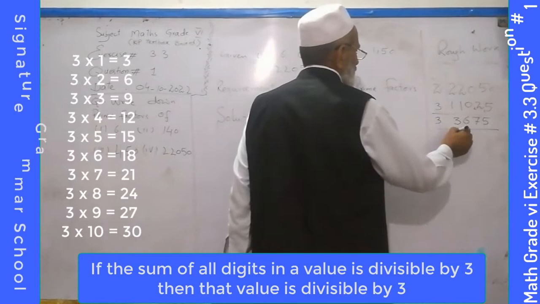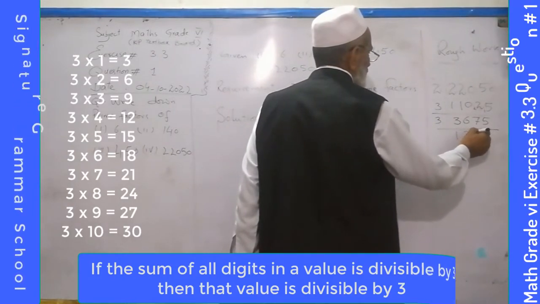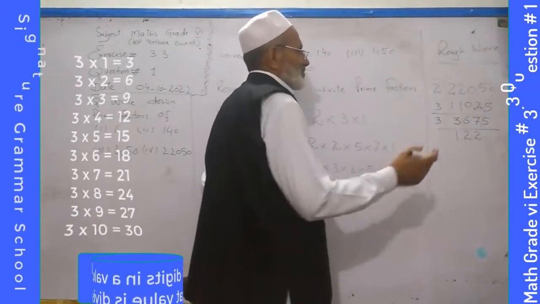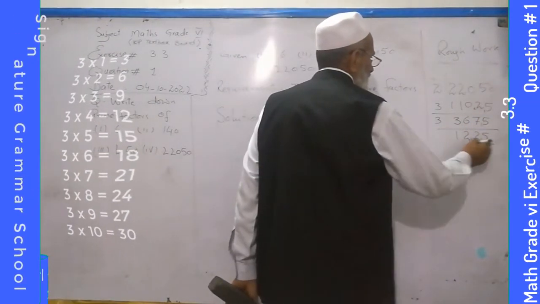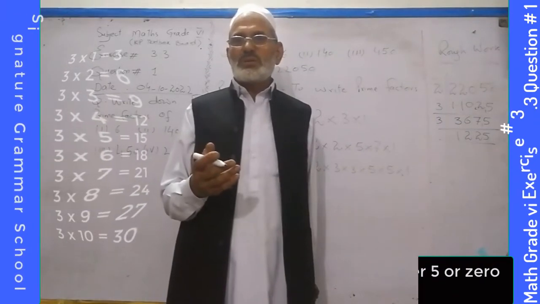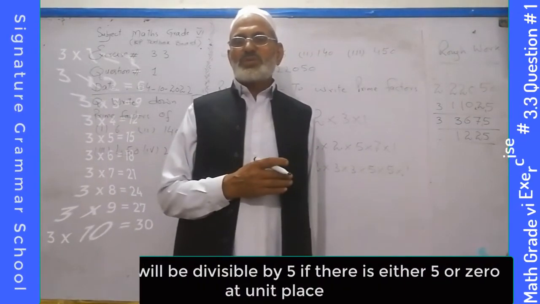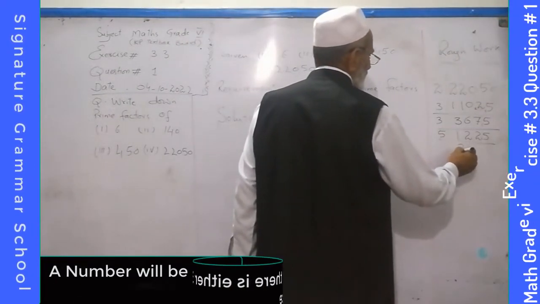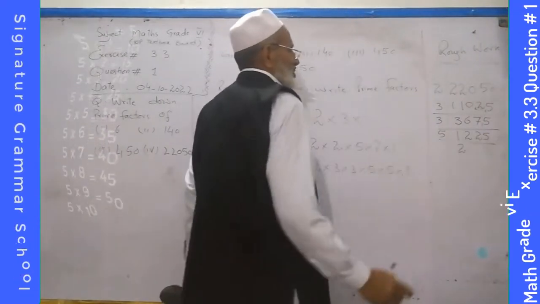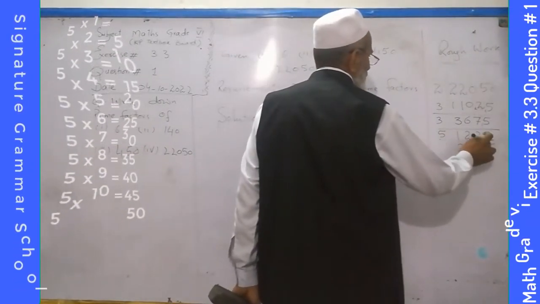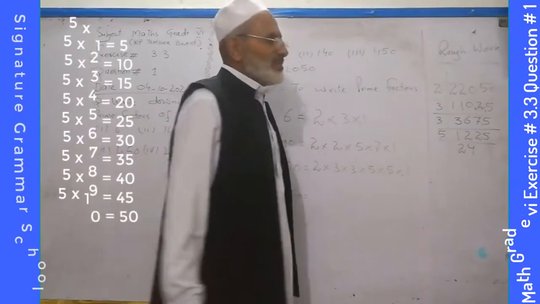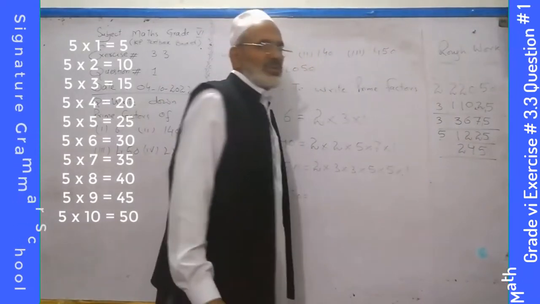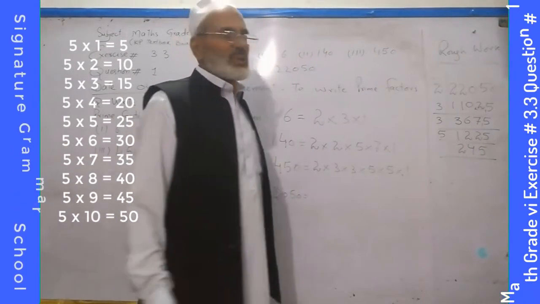So 3 1s are 3, 3 2s are 6, 3 2s are 6 because it's 7. And here 1 comes, it's a remainder, so it became 15, 3 5s are 15. Now in the unit place there is 5, this value is divisible by 5, so I divide this value with 5. 5 2s are 10, then 22, and 5 4s are 20, there's 2 and 5, 25, 5 5s are 25. Again here at the last there is 5, therefore this value is divisible by 5.